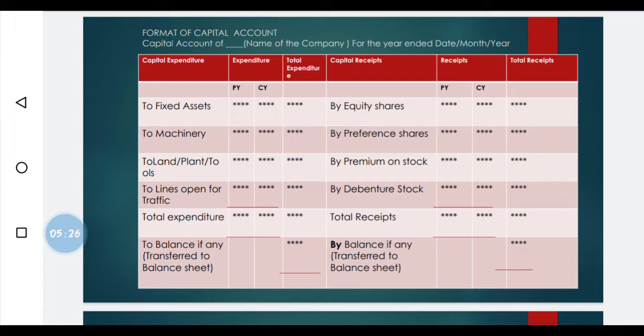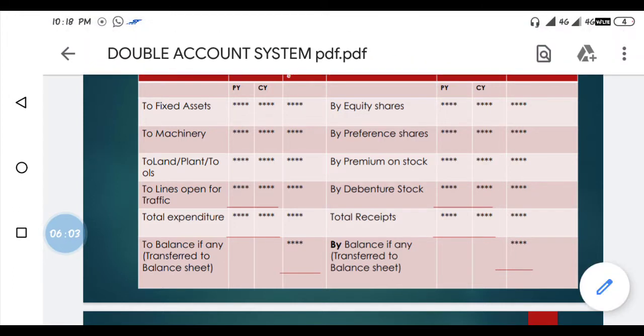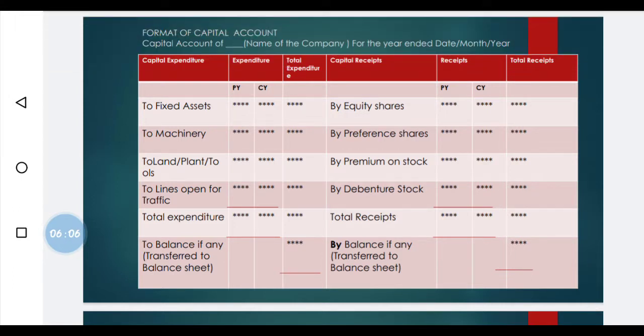So we are getting capital in the form of equity shares, preference shares, premium on stock, debenture stock, etc. From this receipt you are going to purchase the fixed asset. So fixed assets, such as machinery, tools, land and building, you have to write in the capital expenditure side. So you have to tally both the sides. If expenditure side is less, you have to transfer that to the balance sheet, and if receipt side is less, that one also you should transfer to the general balance sheet. Normally in trading account, we will get either gross profit or gross loss.